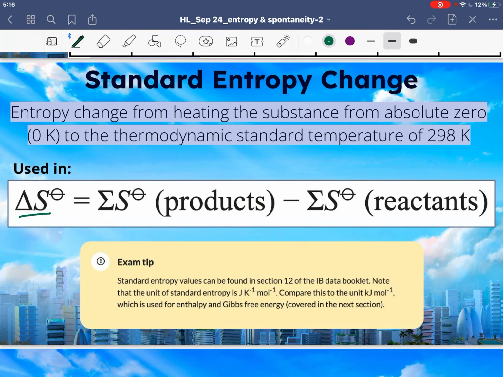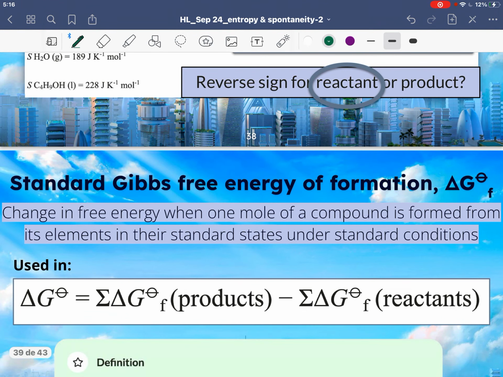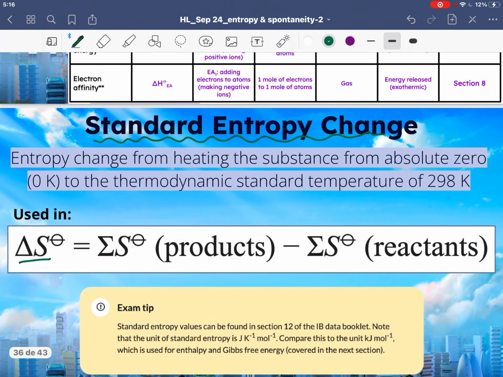Hello and welcome. The purpose of this video is to go over the standard entropy change as well as the Gibbs free energy calculations that we saw during high-level time on entropy and spontaneity.